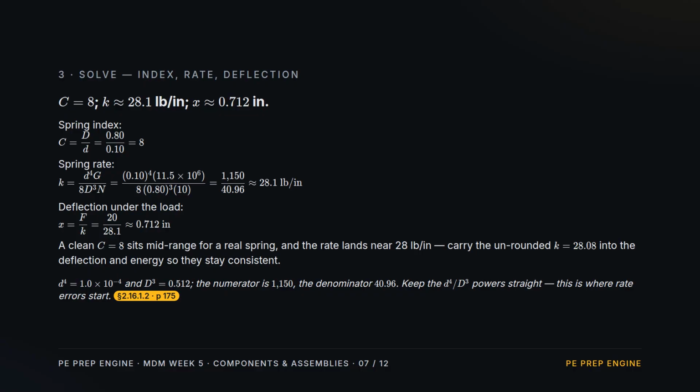Solve. Part 1. Index is diameter over diameter, a clean 8. The rate is d to the 4th times G over 8D cubed N. Plug in, and it's about 28 pounds per inch. Deflection is just load over rate, a bit over 7/10 of an inch. Carry the unrounded rate forward, so the stress and energy match.